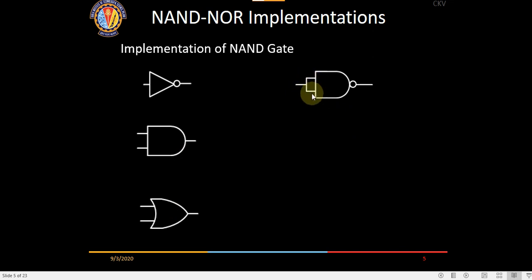So that's why, if you connect these two inputs, short these two inputs, it will behave like an inverter. You have 0, 1. So 0, 0 of a NAND will be 1. 1, 1 will be not AND, so it will be 0. So it will act like an inverter.